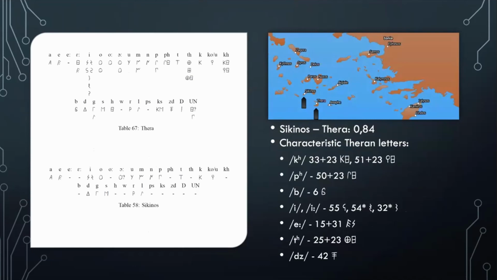Another interesting case is that of Sikinos and Thira, as a pair with a quite high similarity score. If we look back at the most characteristic letters in Thira, we can see that it is the consonant clusters and the aspirated consonants that could be the best way to recognize an alphabet similar to that of Thira. Even the sign for the voiced stop B could be a very good sign.